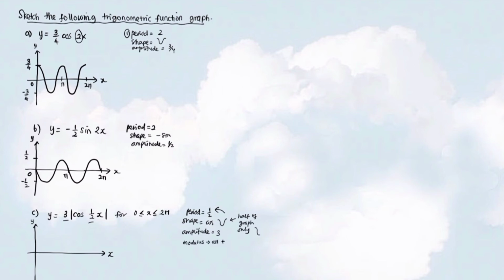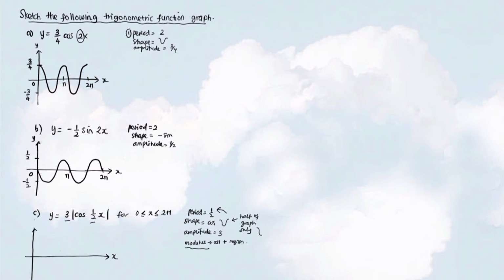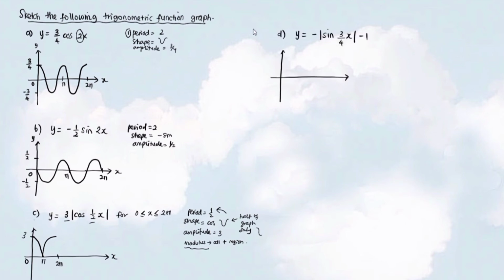And there is modulus, meaning that all of the graph will be in the positive region. Okay, now let's sketch the graph. So this one will flip over to the positive region. So amplitude is 3. So here is the graph. Question D, y equals negative modulus sine 3/4 x minus 1. Period is 3/4.